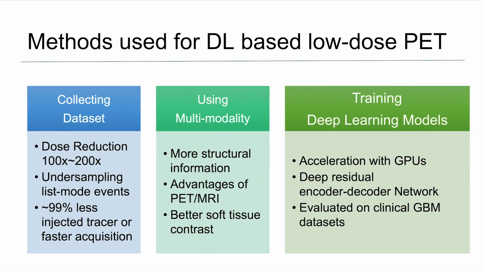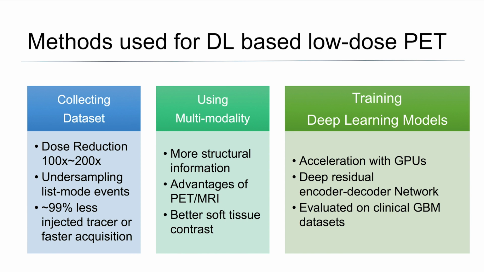Secondly, we're using the multimodality information. So we use not only the PET signal, but also more information from the structure imaging, such as MR. So that's the advantage of using simultaneous PET and MR. This provides more information and better tissue contrast that can lead to enhanced image quality.